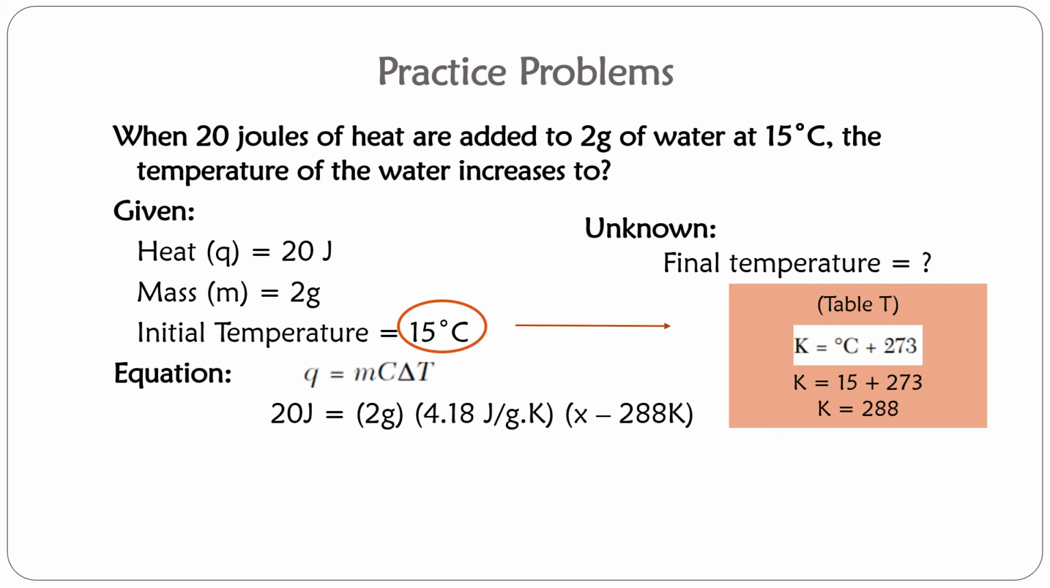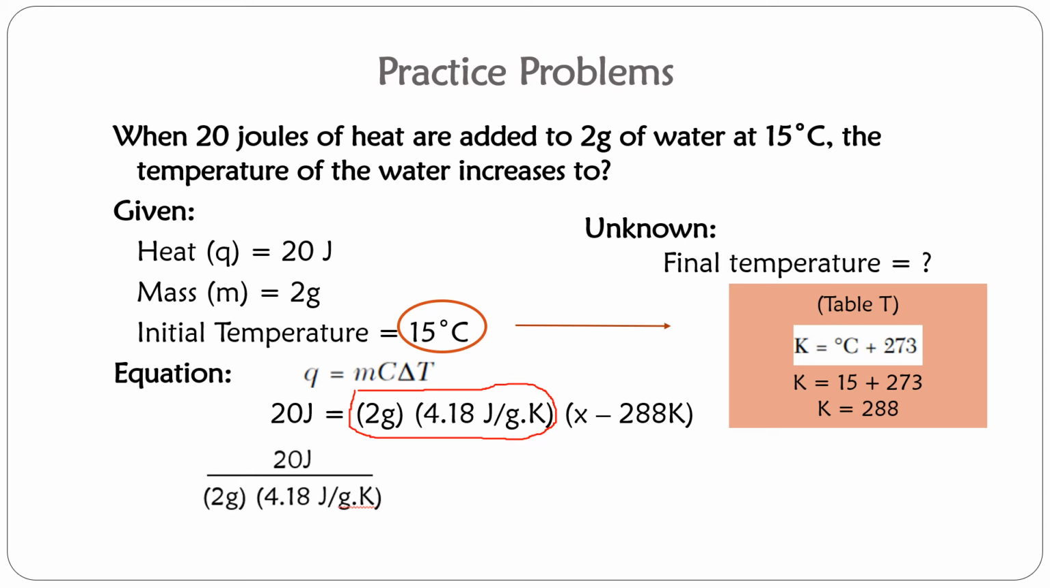And what I can do is I can bring this whole quantity, this whole thing that is being multiplied by this number, I can divide that on both sides so that it can go to the other side. And then I can add the 288 Kelvin on both sides so that it can be canceled out on this side. So when we do all of those steps, this is what our equation will look like.